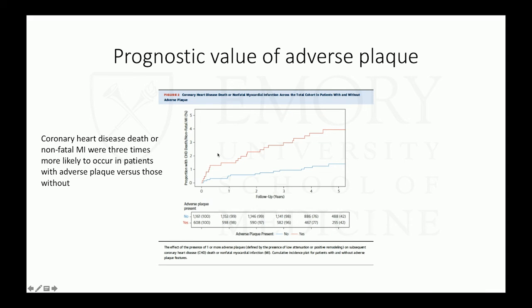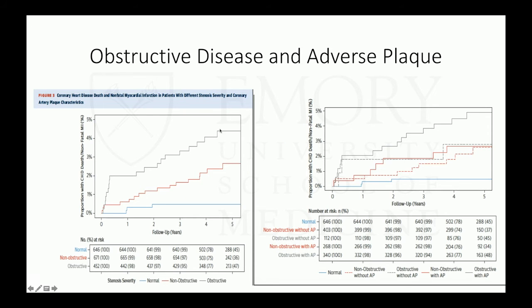And certainly what we could take away from that is adverse plaque increased your risk to have either non-fatal MI or coronary death 3 times. And when they further analyzed that, it's interesting in that this is looking at normal, non-obstructive, obstructive disease. You can see how these groups kind of layer out.